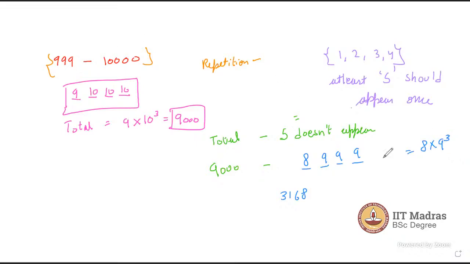Sir, we can do it like this also: first consider the case where 5 is fixed at the first place, and for the other 3 places there are 10 options. Yes, you can also do it like that, with 5 fixed at the first place. But you can also take 5, 5, 5 in the rest, so you have to make cases where 5 appears only once, twice, thrice, and all 4 times.